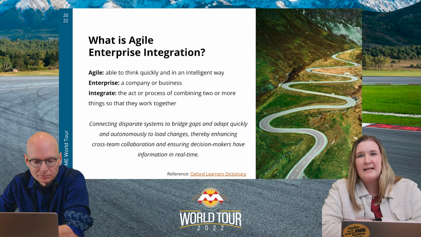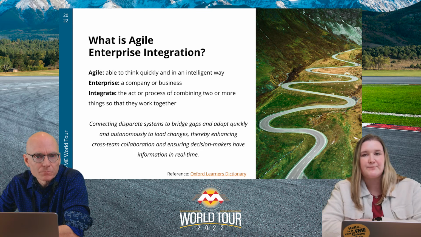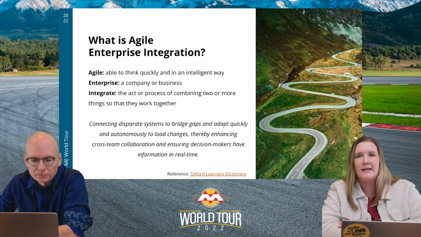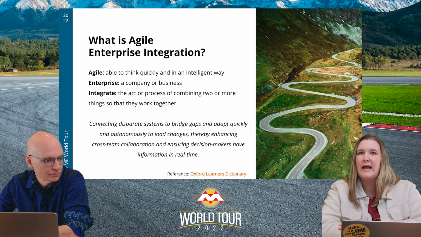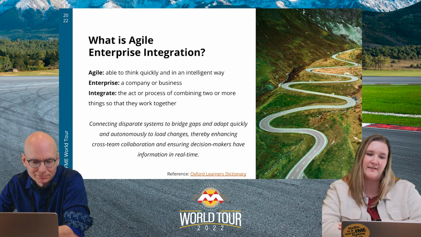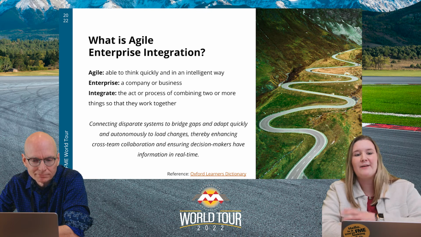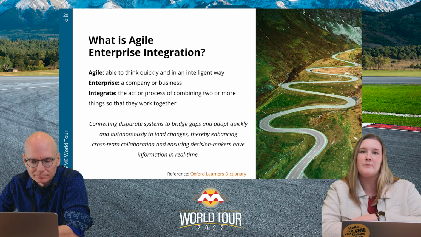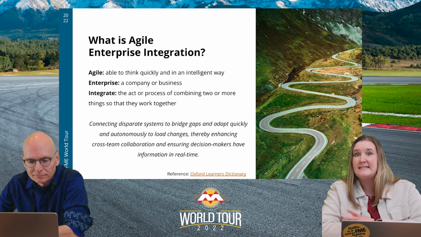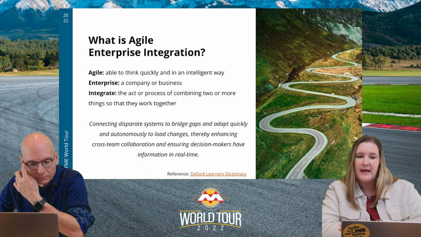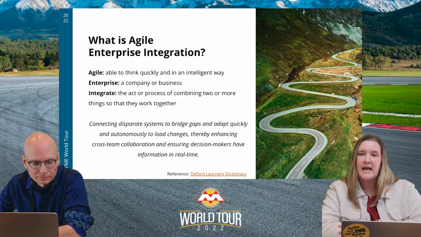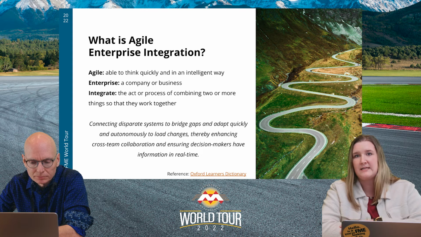So first, what is Agile enterprise integration? I thought the easiest way to outline this concept was actually to break it down word by word and take a look at the Oxford Dictionary definitions. Firstly, we have Agile. To be Agile is to be able to think quickly and in an intelligent way. Then we have enterprise, which is simply another word for a company or a business. And lastly, we have to integrate. This is the act of combining two or more things so that they work together.